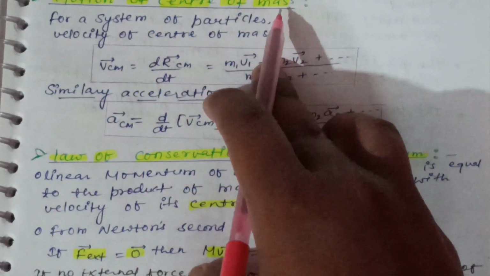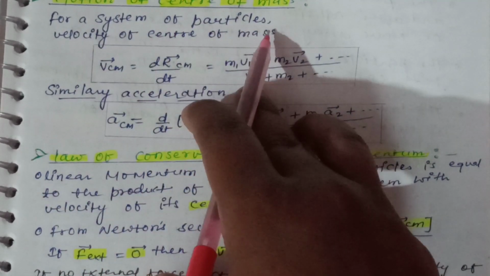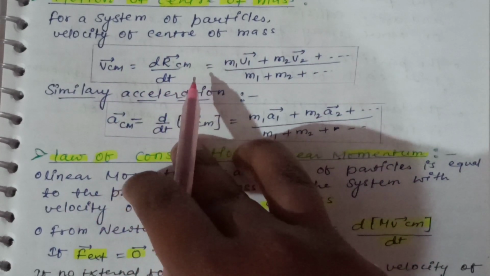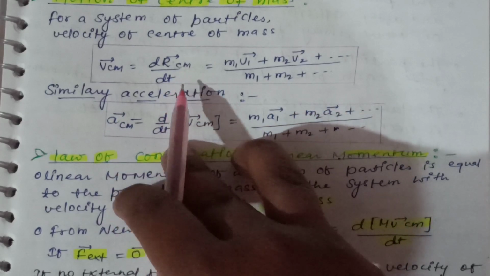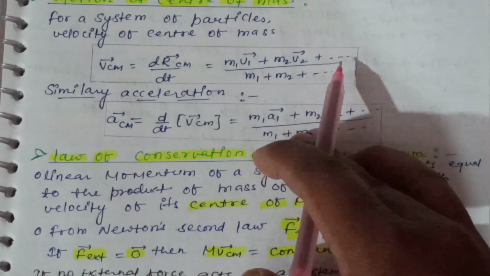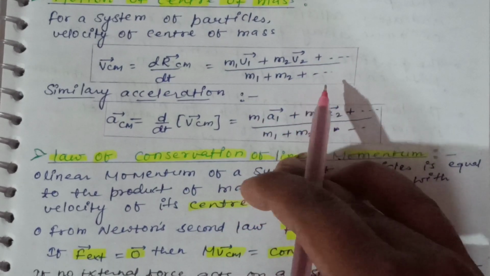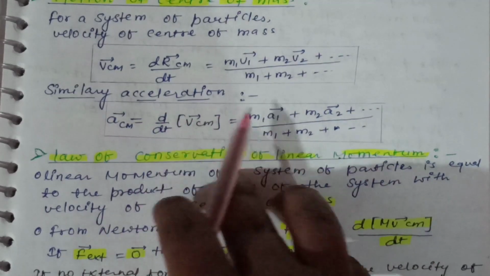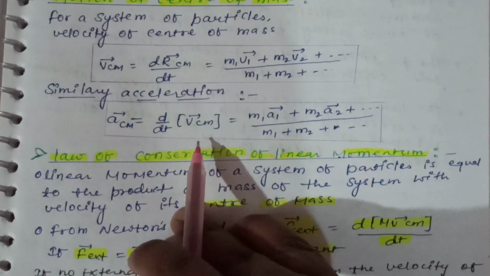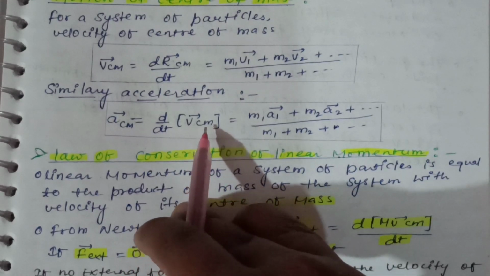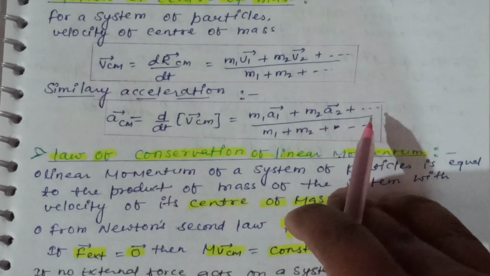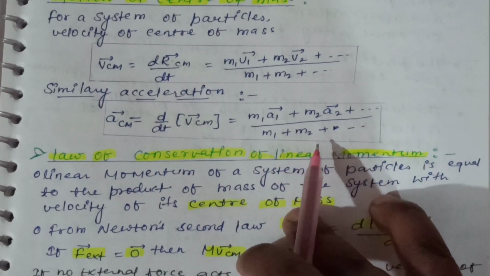Motion of center of mass. For a system of particles, velocity of center of mass vcm is equal to d r vector cm upon dt, which is equal to m1 v1 vector plus m2 v2 vector plus and so on, upon m1 plus m2 plus and so on. Similarly, acceleration: a vector cm is equal to d vcm upon dt, which is equal to m1 a1 vector plus m2 a2 vector plus and so on, upon m1 plus m2 plus and so on.